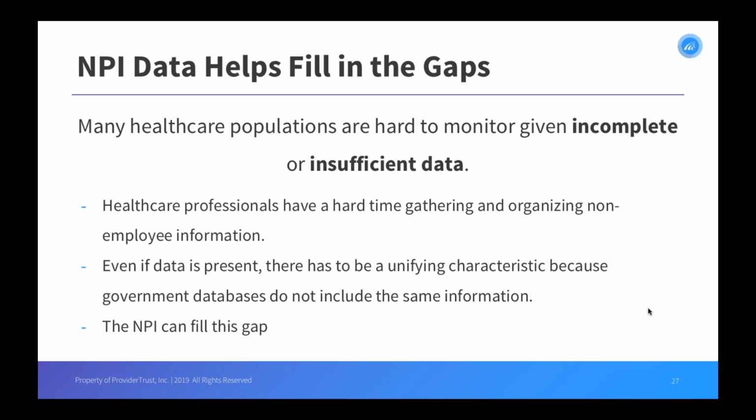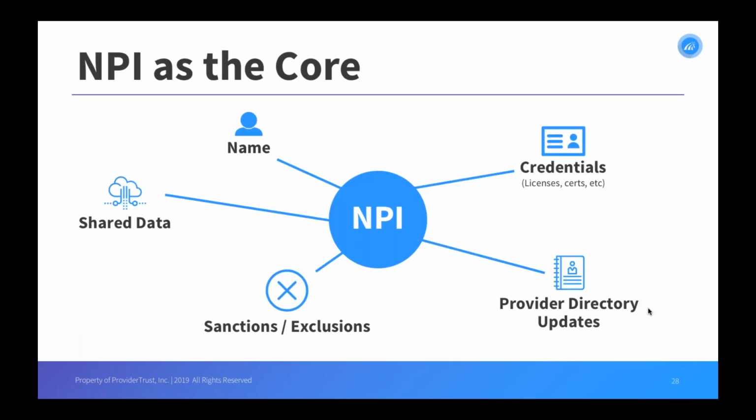And we know that if the data isn't present, the NPI number is a unique ID. So it helps us fill that gap when other government databases maybe don't have it. So let's go on to the next slide, Matt.